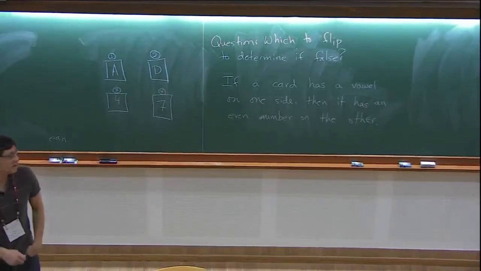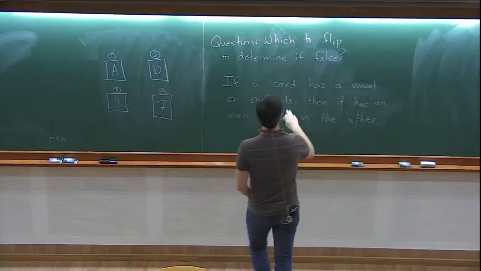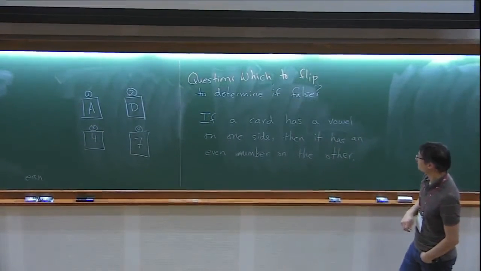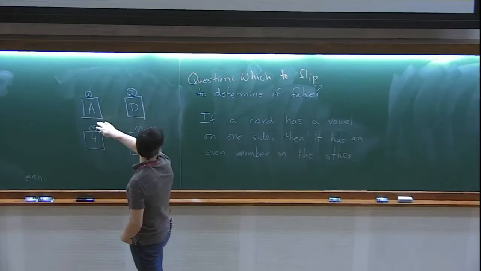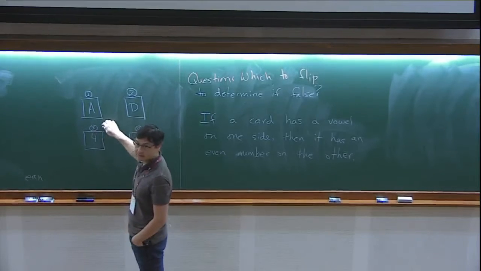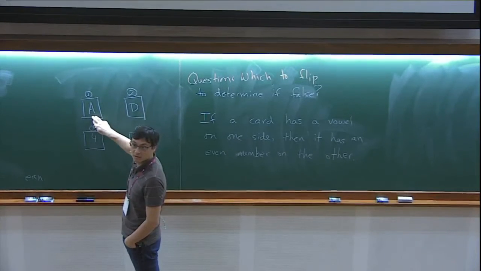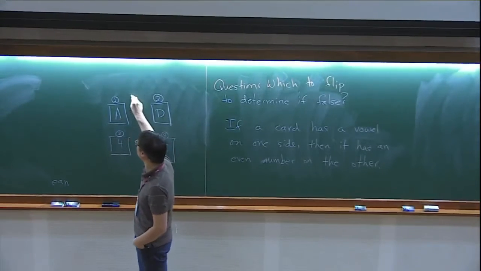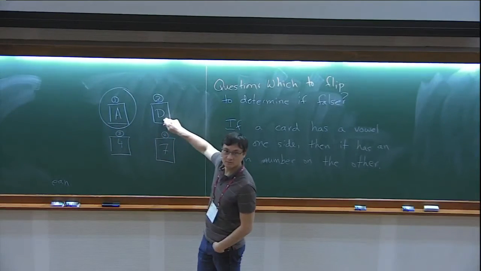Okay, let's reconvene. We want to know: if a card has a vowel on one side, then it has an even number on the other. It's an if vowel then even, right? So if this proposition is true, what can we say about this card? Then it should have an even number on the other side, and to test that, we have to flip it over. So we're definitely going to have to flip this. That's good. What about this card?